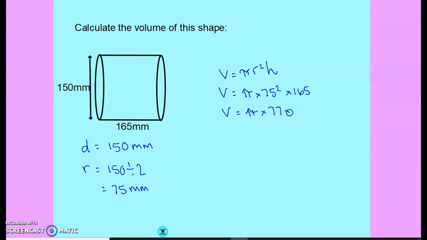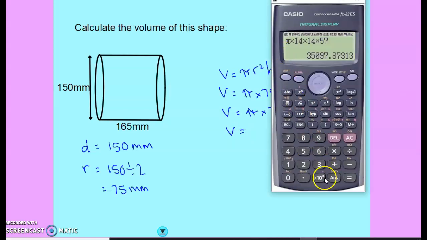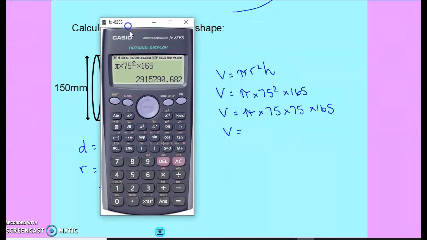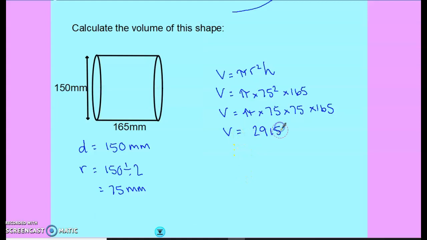Again, if you like, you can expand out your squared. Helps if you do the right numbers though. Pi times 75 squared times 165 is 291570.68 to 2 decimal places, and that's millimetres cubed.